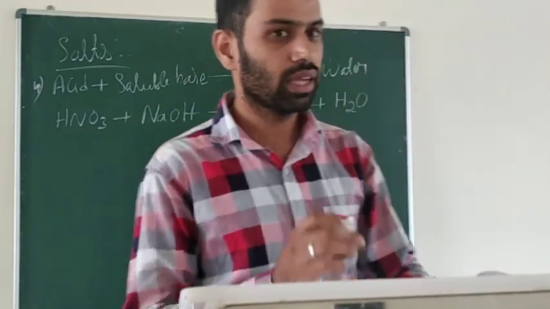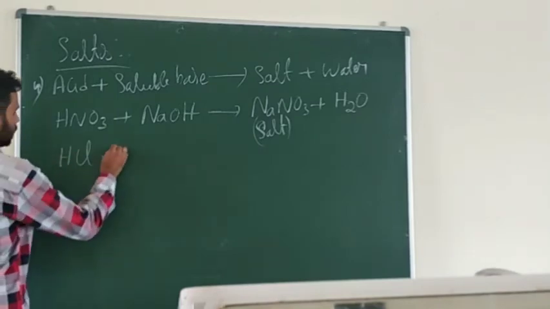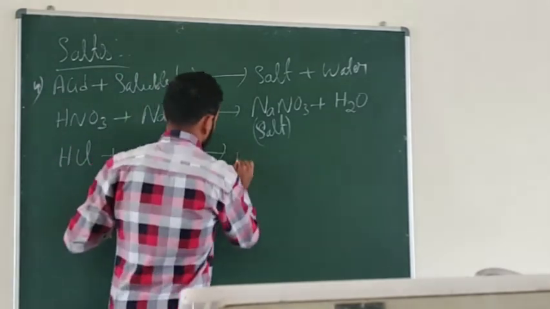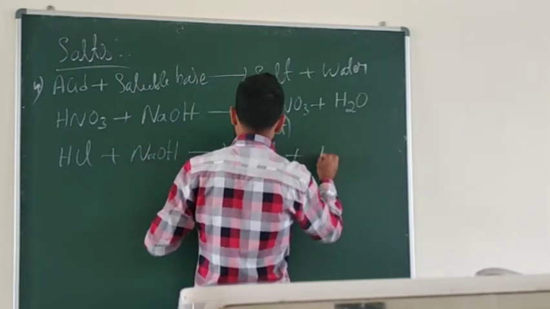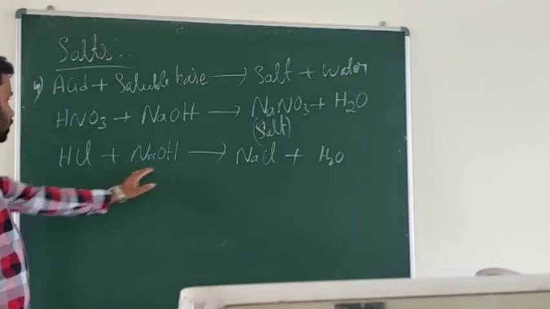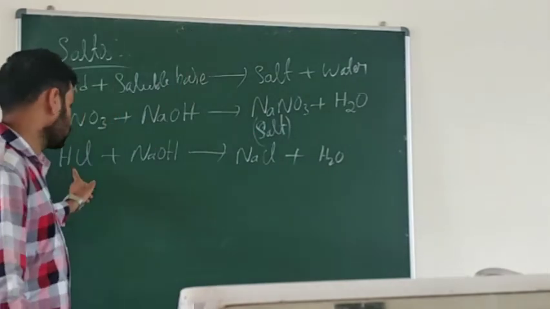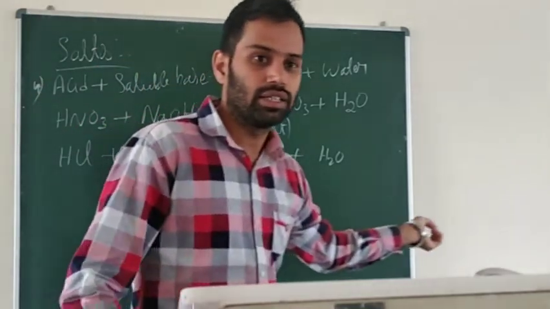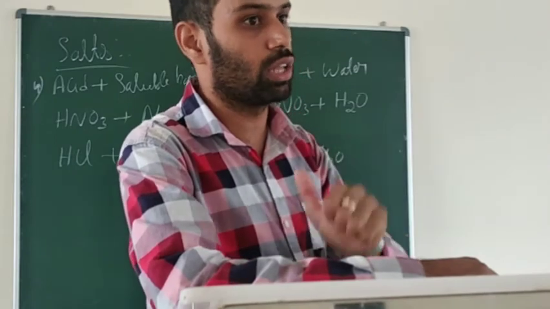When HCl, hydrochloric acid, reacts with the NaOH, sodium hydroxide, it will form sodium chloride, NaCl plus water. Sodium chloride plus water. Is it? So, sodium chloride, that is also a salt. So, salt is prepared by reacting acid with soluble base. Sodium hydroxide is the base, so it is a soluble base. Okay. So, this is the fourth method for the preparation of salts. Neutralizing reaction, acid reacts with the soluble base.